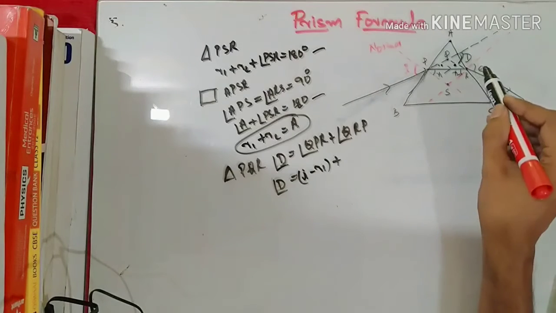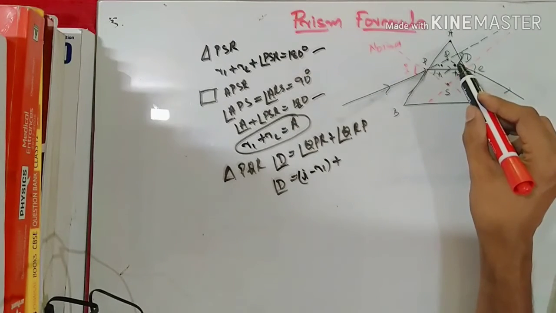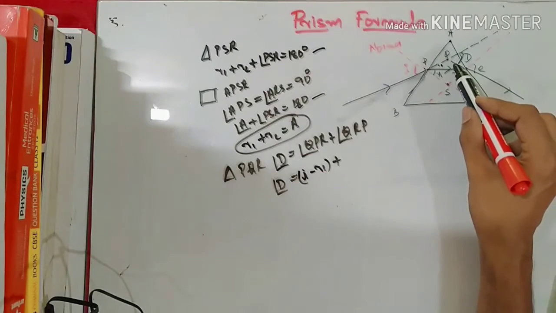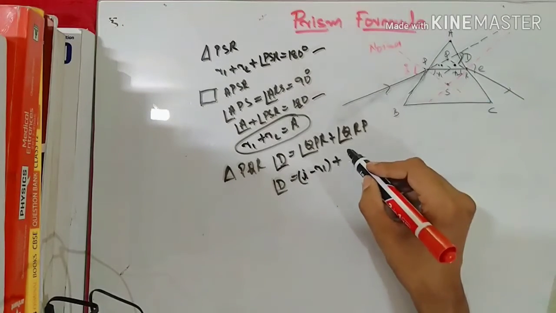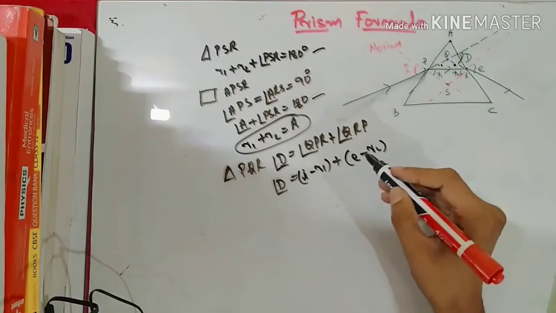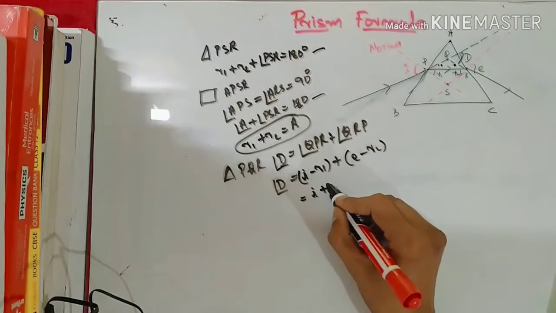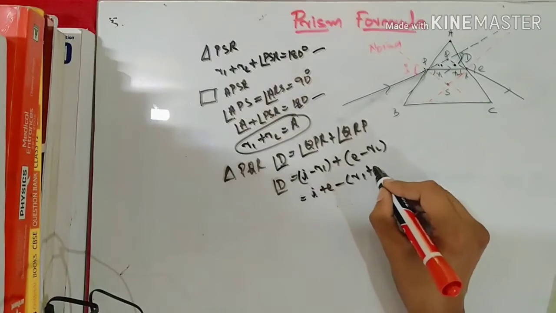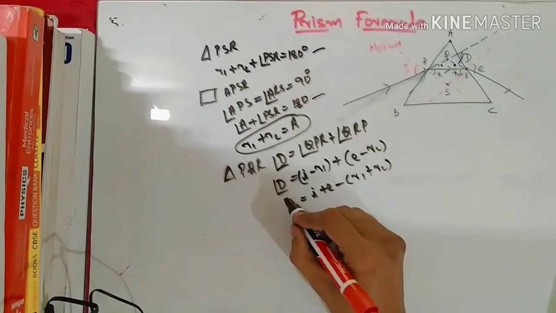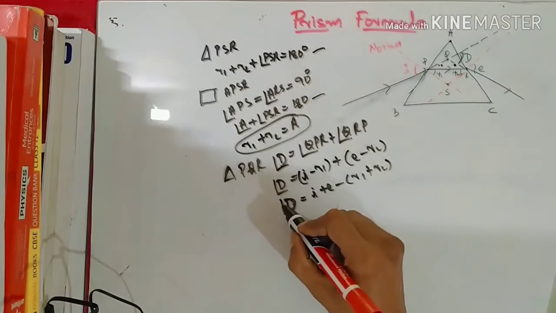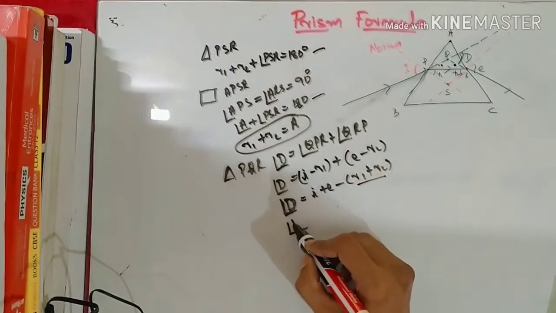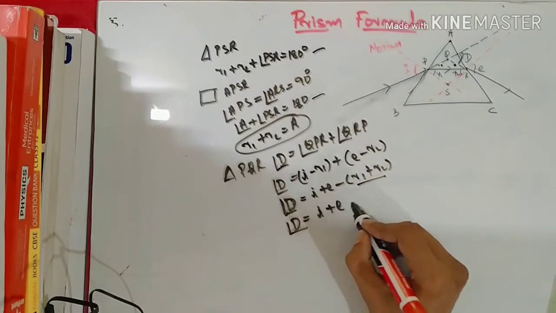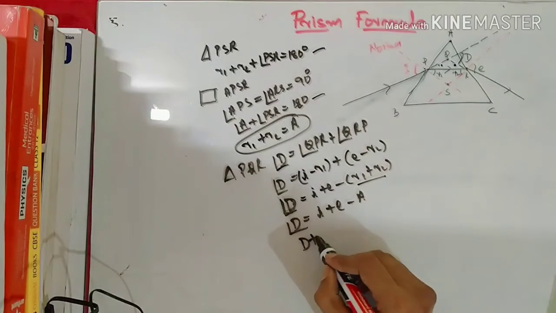That is, angle E is equal to the sum of these two angles. Therefore, since they are opposite angles, this angle, QRP, is equal to E minus R2. Then on rearranging, I plus E, with the minus sign taken out, R1 plus R2, we could write angle of deviation D like this. And what is R1 plus R2? R1 plus R2 is A. Therefore, D is equal to I plus E minus A, or D plus A equals I plus E.